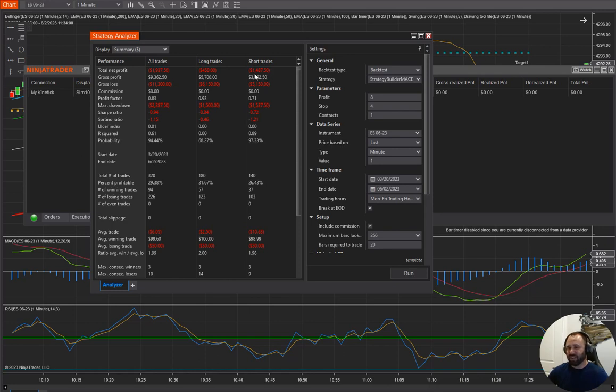And out of our short trades, we lost $1,487.50. So as you can see, this was not a successful strategy over this period of time. Now, it may be successful over a different period of time. We could test that out as well.